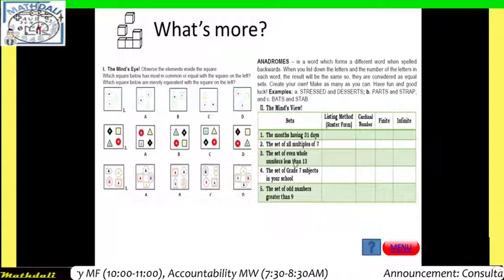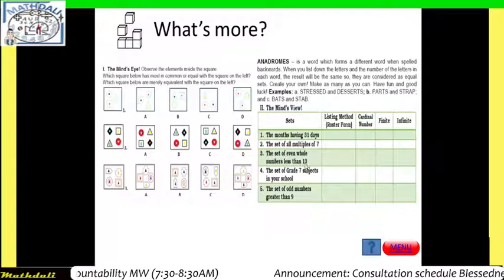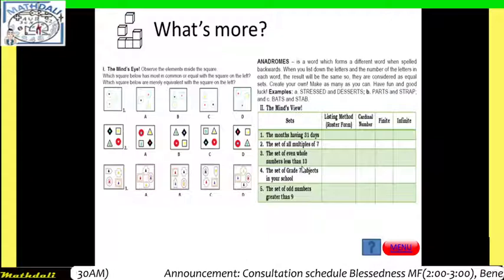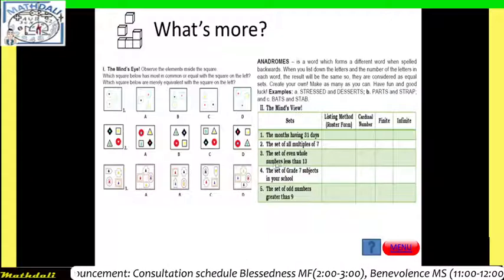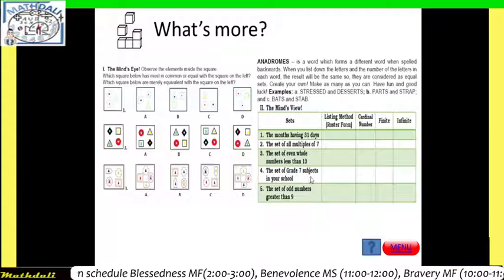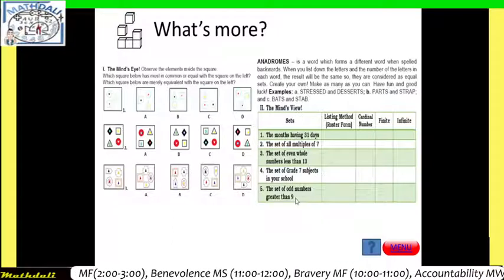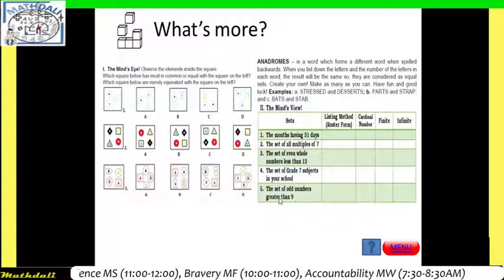Then the set of even whole numbers less than 13. So, yung mga even whole numbers natin na mas mababa sa 13. Take note, kapag whole numbers included yung 0. Then, the set of grade 7 subjects in your school. Ano yung mga subject natin? Then, we have the set of odd numbers greater than 9.